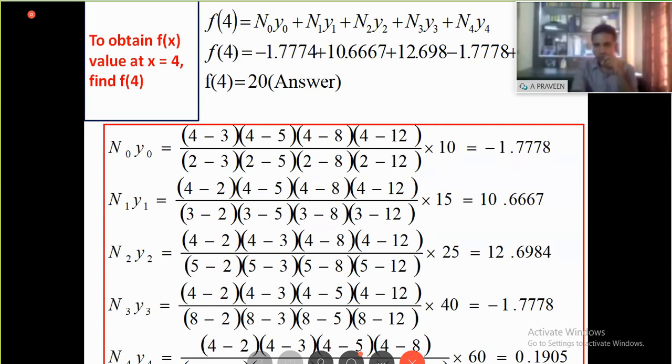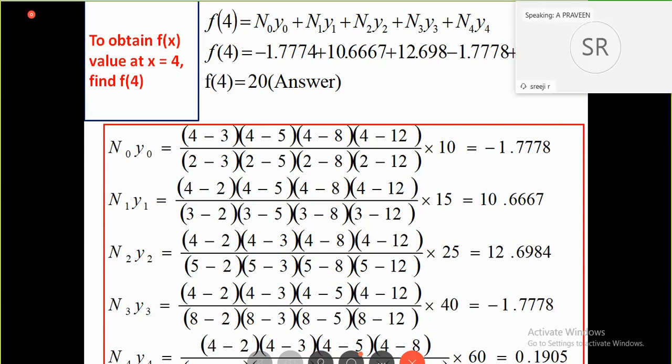Shriji, is that okay? Yeah, okay, sir. Yes, sir. I think that a student will practice by substituting his values and he'll get the answer.